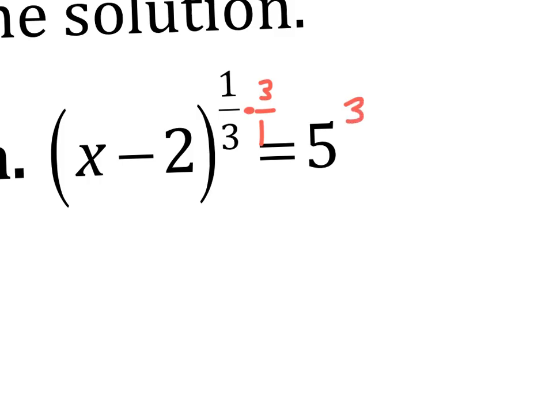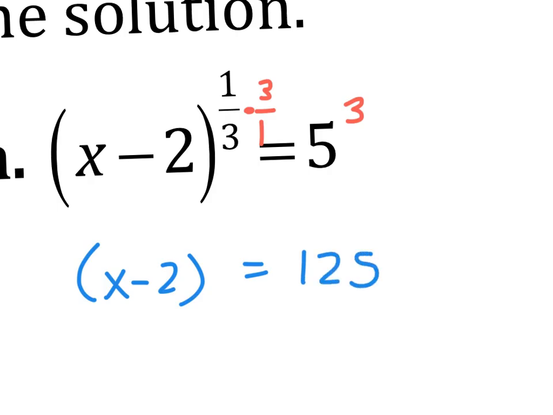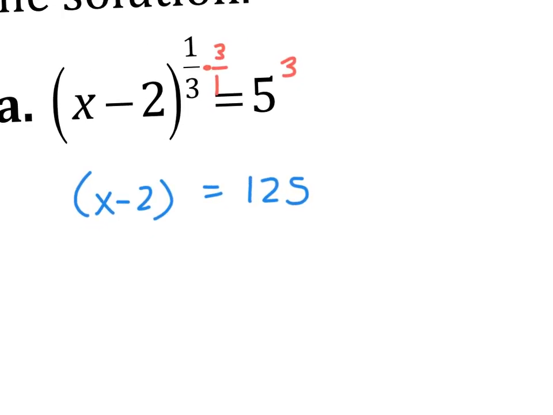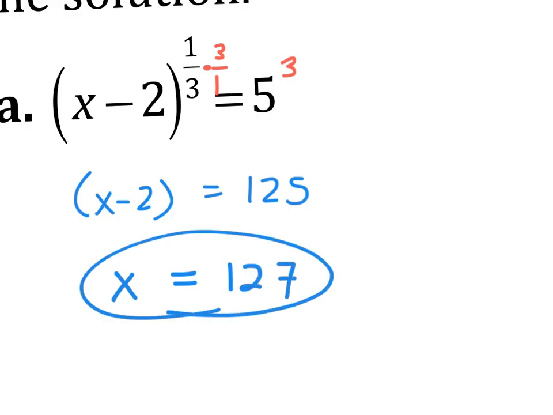I'm cubing both sides. So when I cube this side, I'm left with x minus 2. That's it. Over on this side, I get 125. So since my exponent over here is the only thing there, I can inverse that. My last step is just to add 2, and I'm done. And you just get rid of the parentheses.